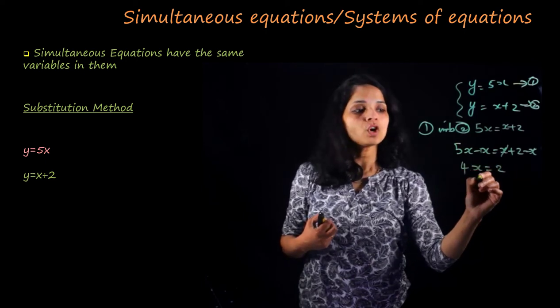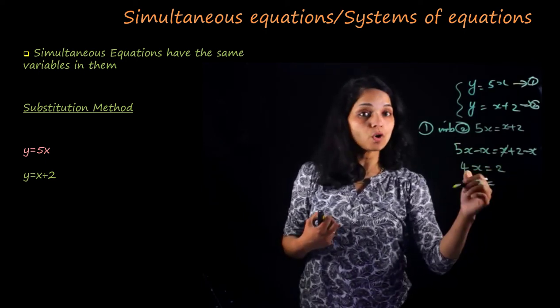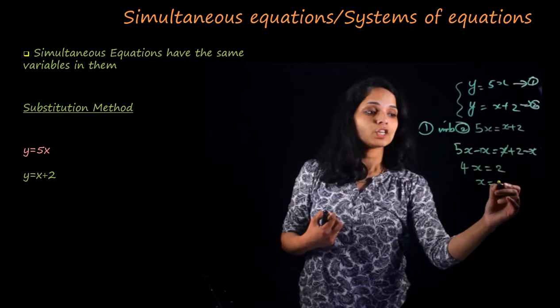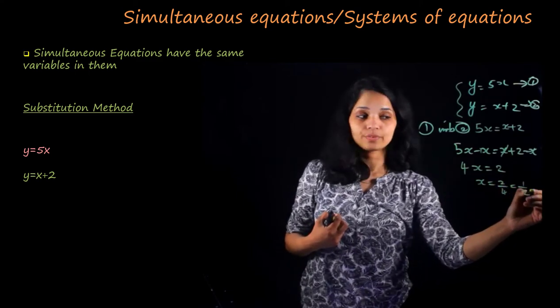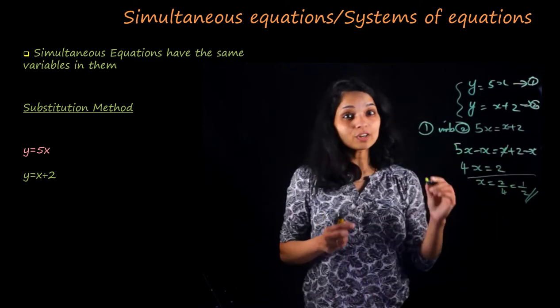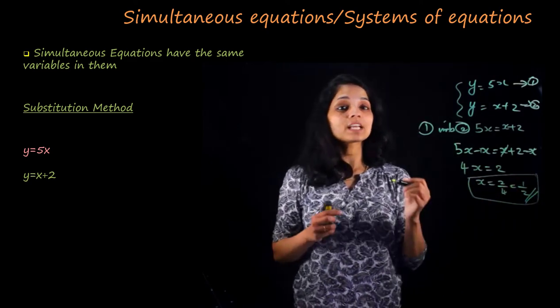4x equals 2, or x equals 2 on 4 by dividing 4 on both sides, 2 on 4, and that equals half. Okay, so that's the value of x. So now we got only x. We need to find y as well.